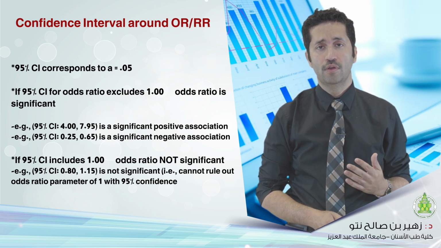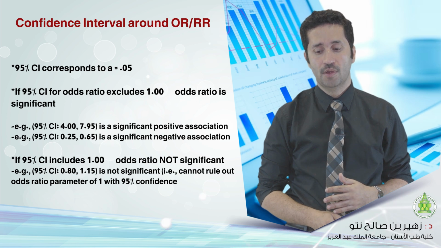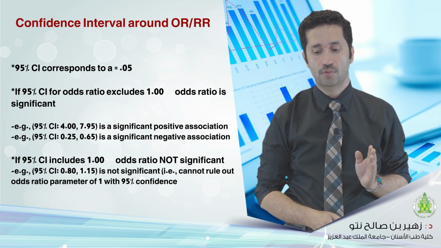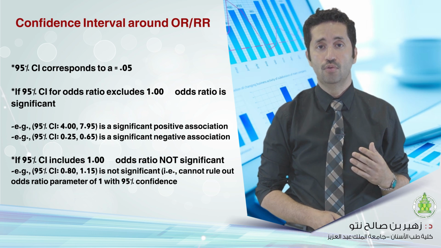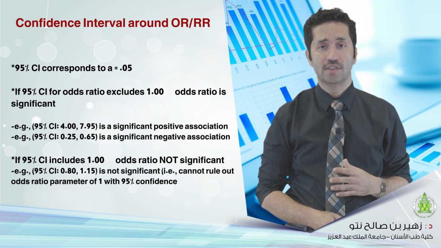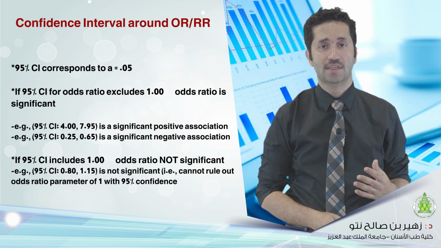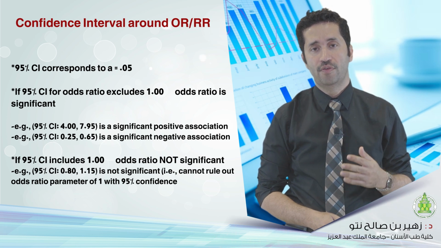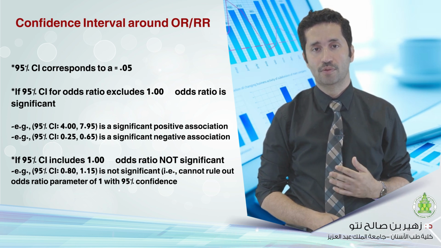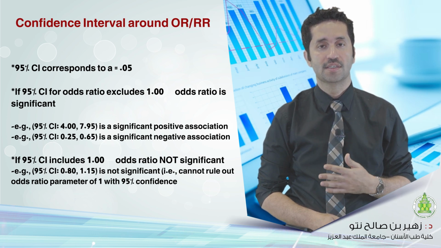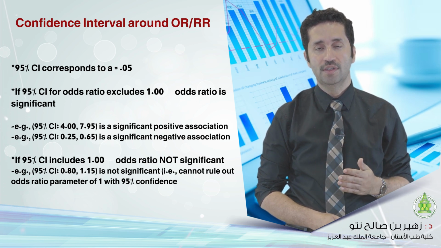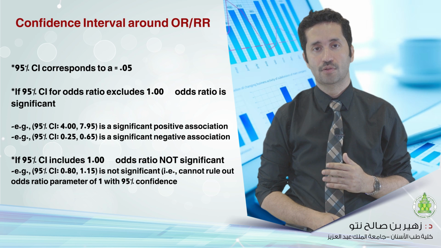So how are we going to know if it's significant or not? We're going to look at this range. In this range, between 4 and 7.95, it does not include 1. So if the confidence interval does not include 1, it means it's statistically significant. Why? Every time we repeat this study, the first group is going to be higher than the second group, by 4 times, by 5.2, by 6.2, by 6.7, up to 7.95. So every time the first group is going to be higher than the second group.